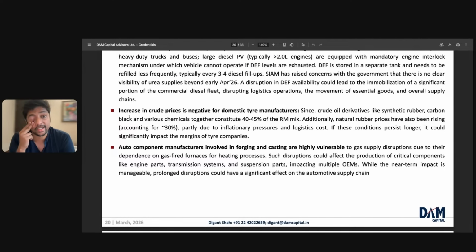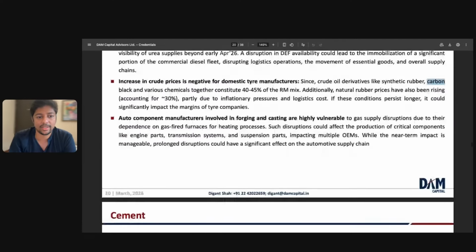An increase in crude is negative for domestic tire manufacturers, since crude oil derivatives like synthetic rubber and carbon black are also going to get affected. So again, a few companies, your tire companies, JK Tyre, carbon black, PCBL, I think, what is that? Phillips Carbon Black, that is a company. So these, Agarwal Industries, these are all companies that use carbon black mainly, or even produce and manufacture it. So they are going to get affected here.